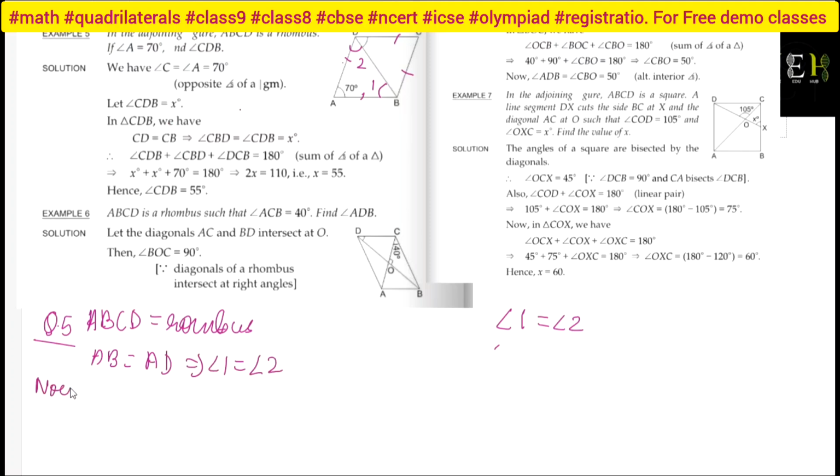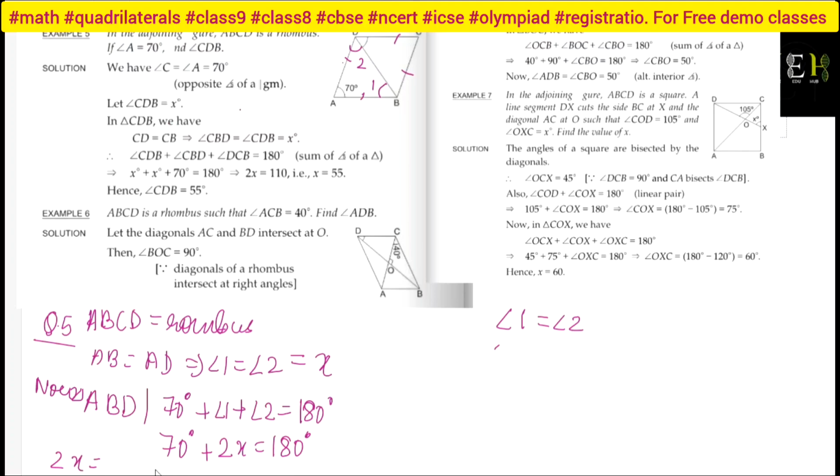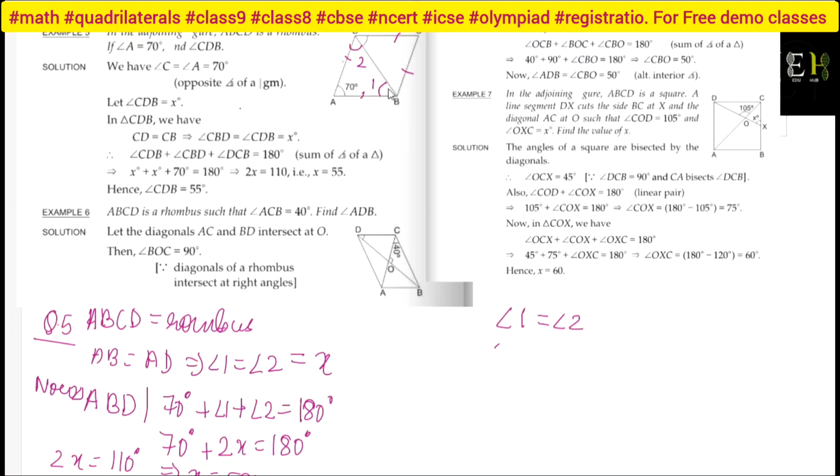Now in triangle ABD, I will say 70 degrees plus angle 1 plus angle 2 is equal to 180 degrees. Suppose angle 1 equals angle 2 equals x, so 70 degrees plus 2x is equal to 180 degrees. So 2x is 180 minus 70, 110, which implies that x is equal to 55 degrees. It is very simple, because when two sides are equal, the opposite angles are also equal. That is the main concept here.